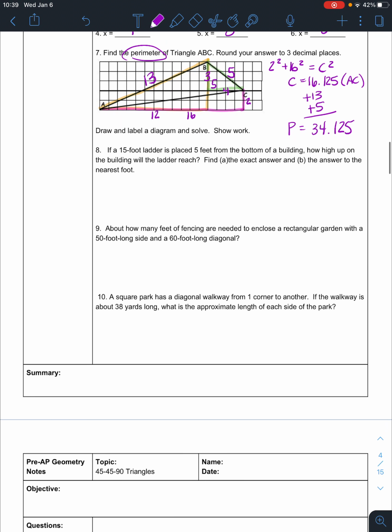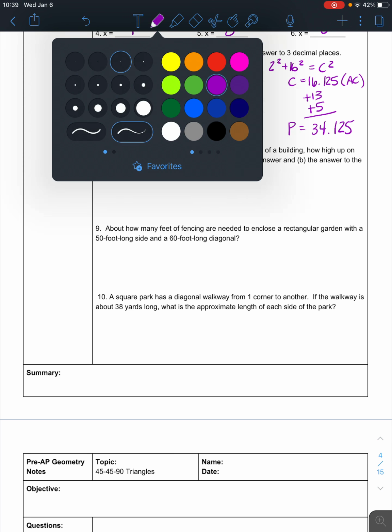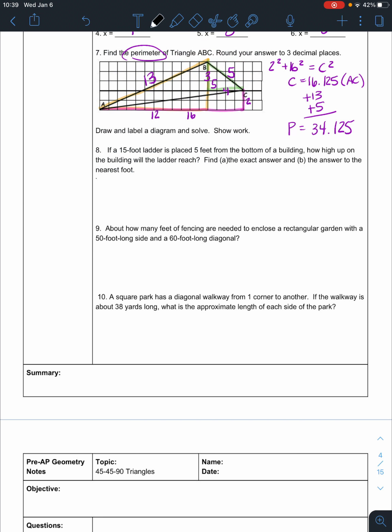Now, what I see is 3 word problems. 3 word problems with no pictures in geometry, and that just doesn't work. So the first thing that you want to do is you always want to draw a picture. So I've got a building. I've got a ladder leaning against a building, so I'm going to draw the picture kind of a little bit so I can see it.